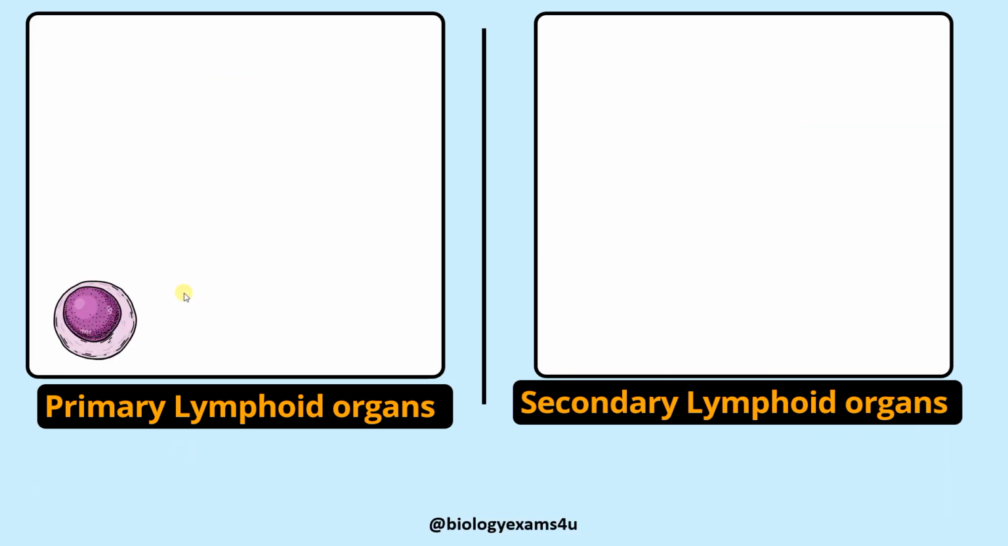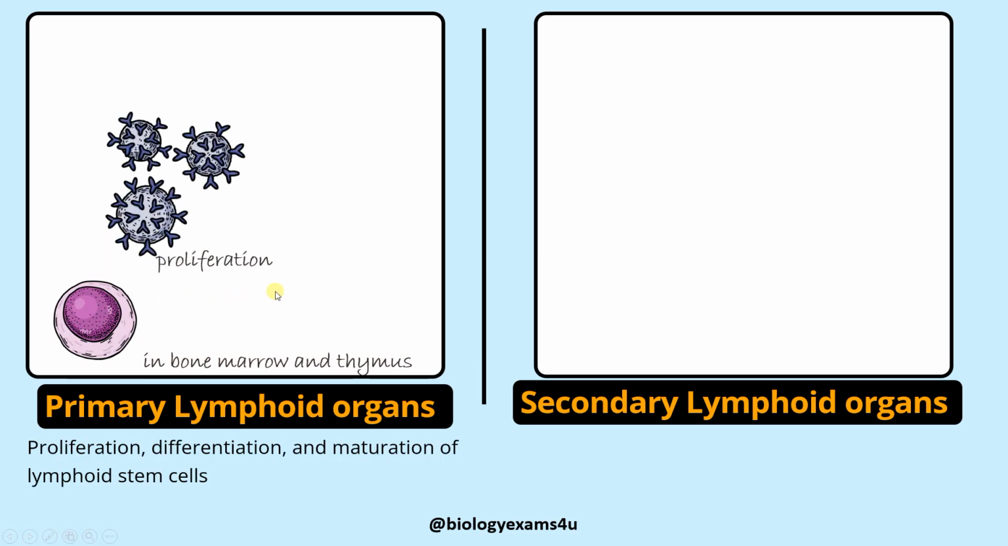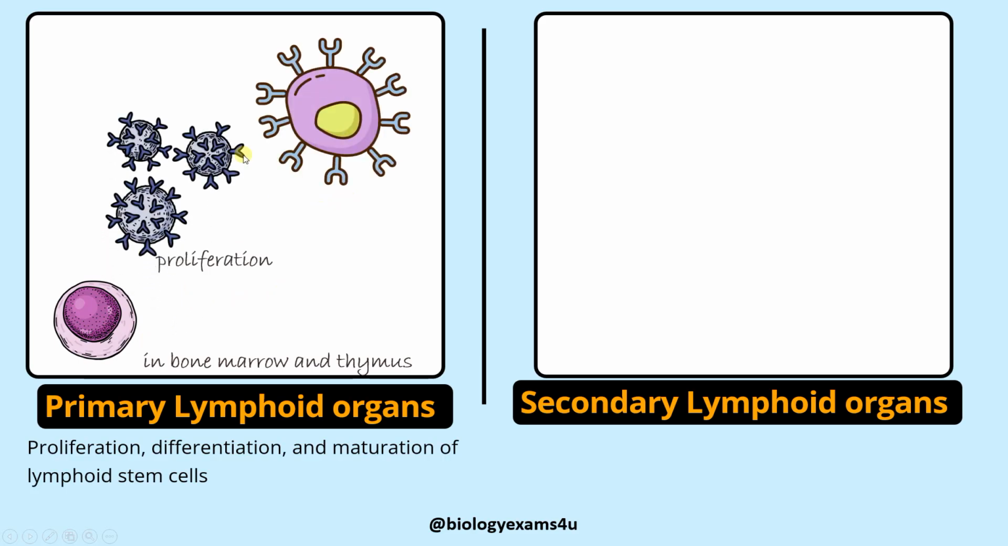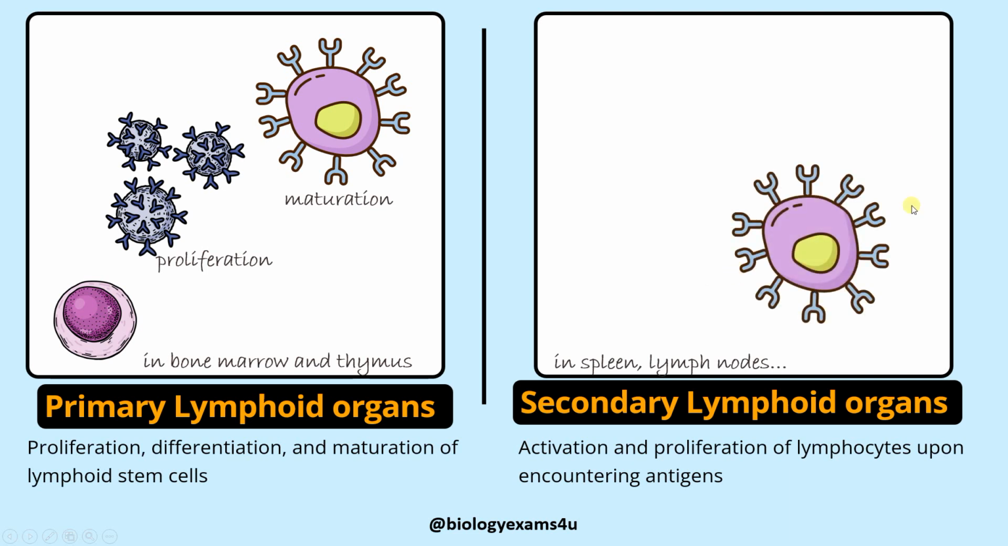Difference number 2. In primary lymphoid organs like bone marrow and thymus, these lymphocytes proliferate and also undergo differentiation and maturation to form fully functional lymphoid cells. Whereas in secondary lymphoid organs like spleen and lymph nodes, these lymphocytes are activated and start division upon encountering an antigen. Suppose this is a B cell and this is an antigen.